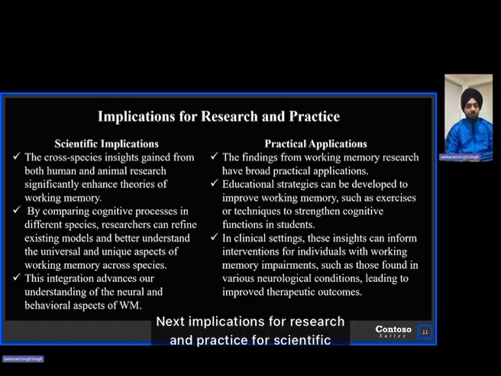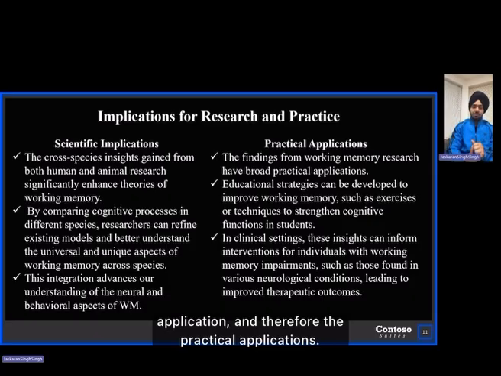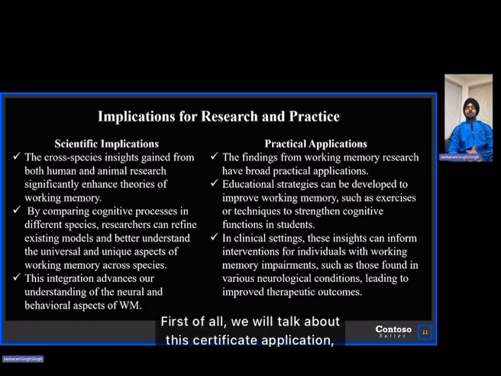Next, implications for research and practice. First, scientific implications and then the practical applications. First of all, we will talk about the scientific implications.